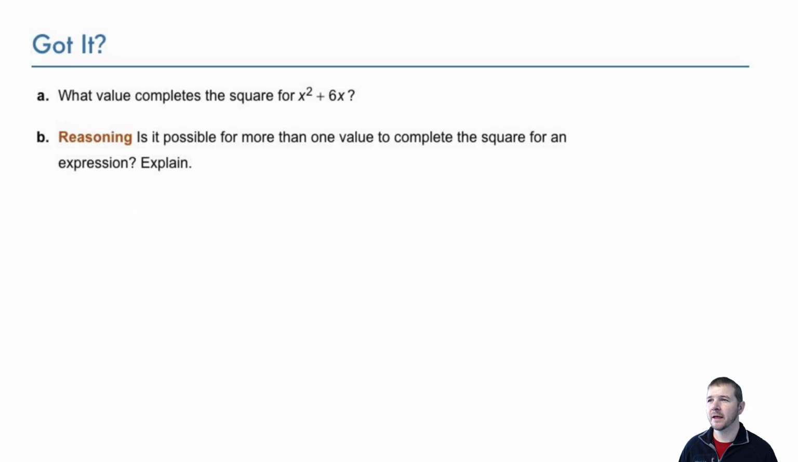Your turn, part A. What value completes the square for x squared plus 6x? And part B, a reasoning item. Is it possible for more than one value to complete the square for an expression? Explain.